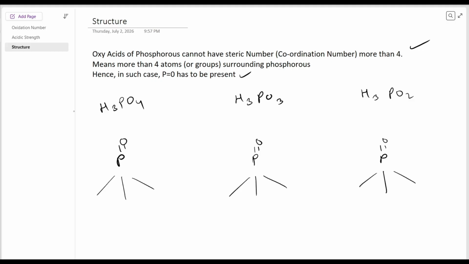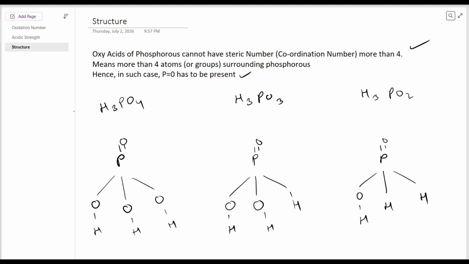We have already consumed 1 oxygen here and we still have 3 oxygens here. So we can write 3 oxygens like this. Here we have consumed 1 oxygen, and we are left with 2 oxygens. Here we have consumed 1 oxygen and we are left with only 1 oxygen. Now the remaining hydrogens can be attached like this. So this is how you can remember the structure.